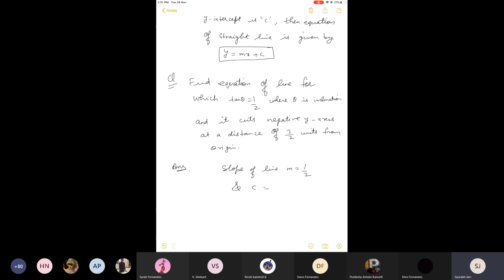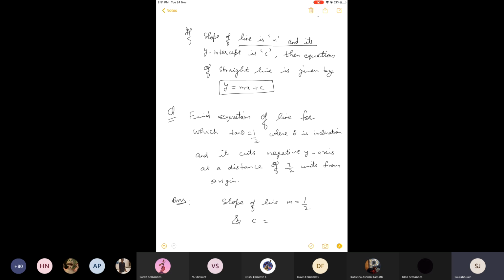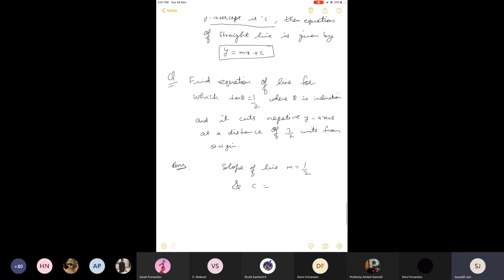C is y-intercept of the line. What is given in the equation? Slope of line is m and y-intercept is C. Based on that, you tell me what you will write in place of C in the equation. So minus 3 by 2, not 3 by 2. What we discussed in intercept, you have to take care of the directions also where the line is cutting. So line is cutting negative y-axis. So 3 by 2 is the value, distance plus sign.